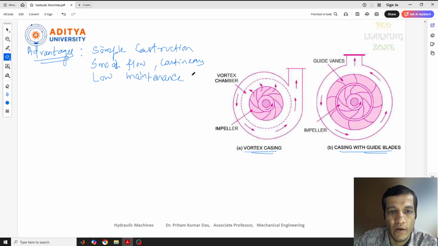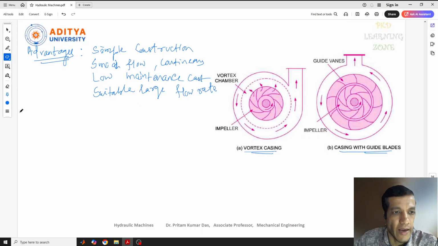Okay, low maintenance cost. The next one is, it is suitable for large discharge or large flow rate or high flow rate. Large discharge or high flow rate. And some disadvantages will also be there along with that. That also I'll highlight. Some things we can write in your exam paper.